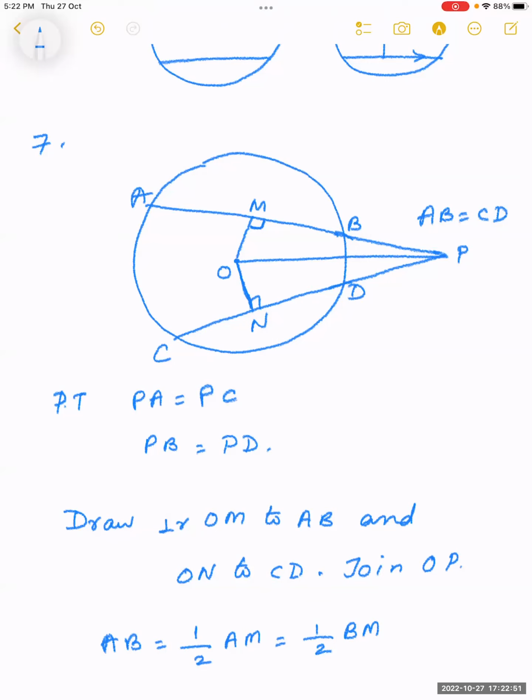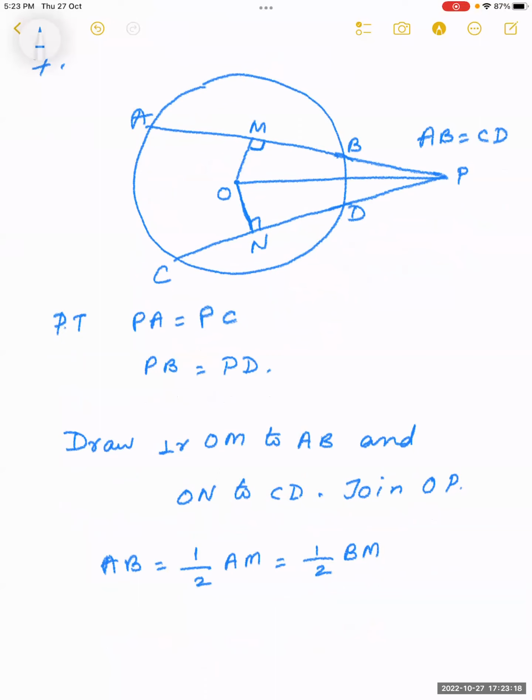Yes, because half of AB is MB. Half of AB is MB. Why? What is the rule? Do you remember the theorem? Because it bisects the line. A perpendicular from the origin bisects the chord. Okay, that's the reason. A perpendicular from the origin bisects the chord.